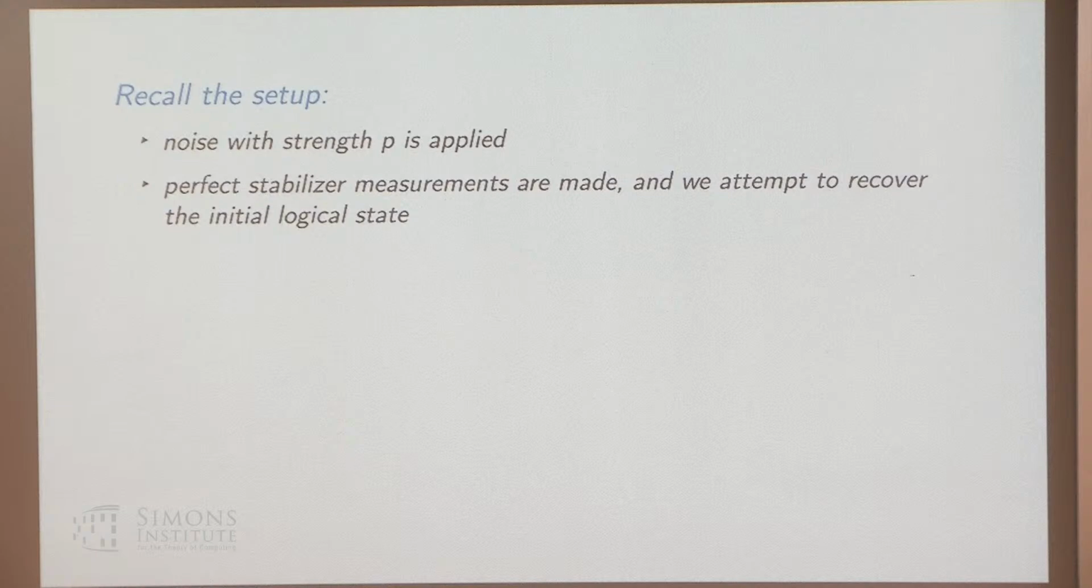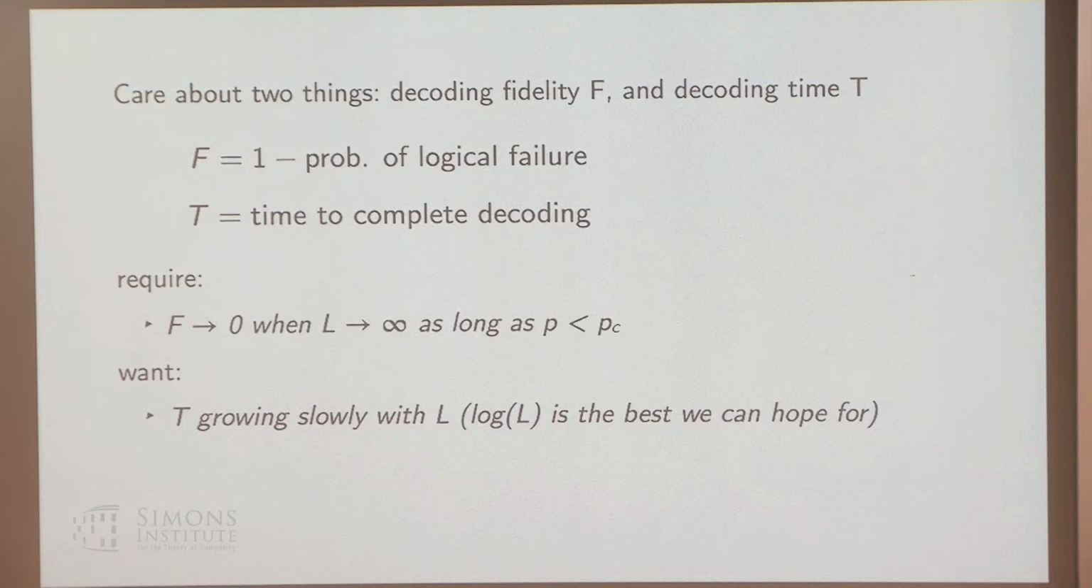Here's the setup again. As a reminder, we have a logical state. We apply some noise of strength p. Perfect stabilizer measurements are made, and then we attempt to recover the initial logical state. In this problem, we care about 2 things. One is the decoding fidelity, f, which is 1 minus the probability of making a logical failure during the decoding. And the other is how long the decoding algorithm runs for, which we'll call t, the time for decoding to be completed.